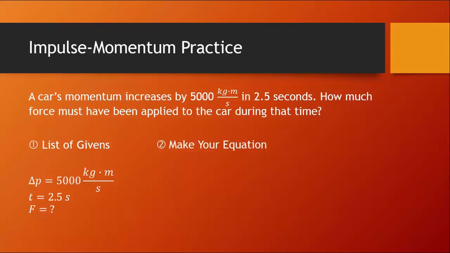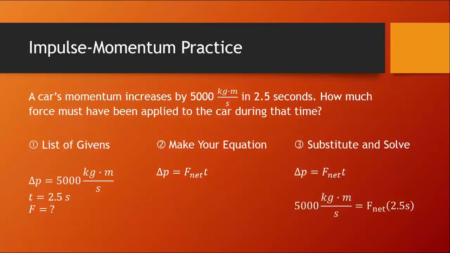Now we can make our equation. Since we're looking for the force, we should definitely use the F net t term as one of our two choices. Since we're given the change in momentum, we should make that our second choice. This means we'll write the equation delta P equals F net t. Now we can substitute in what we know and solve. 5,000 kilogram meters per second equals F net times 2.5 seconds, and we find that the net force is 2,000 newtons.